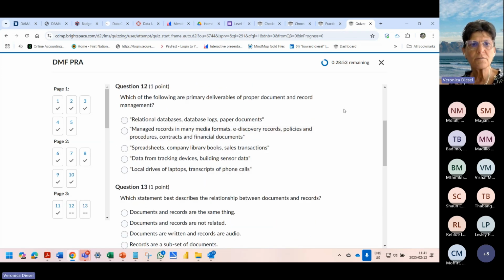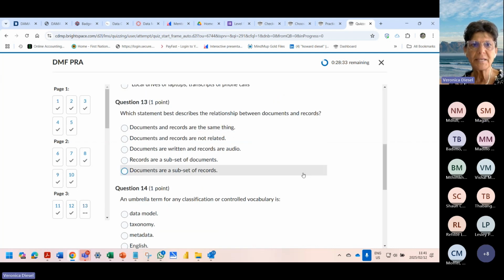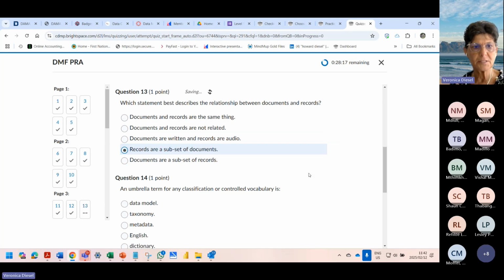Question 12. Which of the following are primary deliverables of proper documents and record management that we're doing tomorrow? Records managers? Second one. Which statement best describes the relationship between documents and records? We're doing that tomorrow as well. Fourth one. Records are a subset of documents, absolutely.